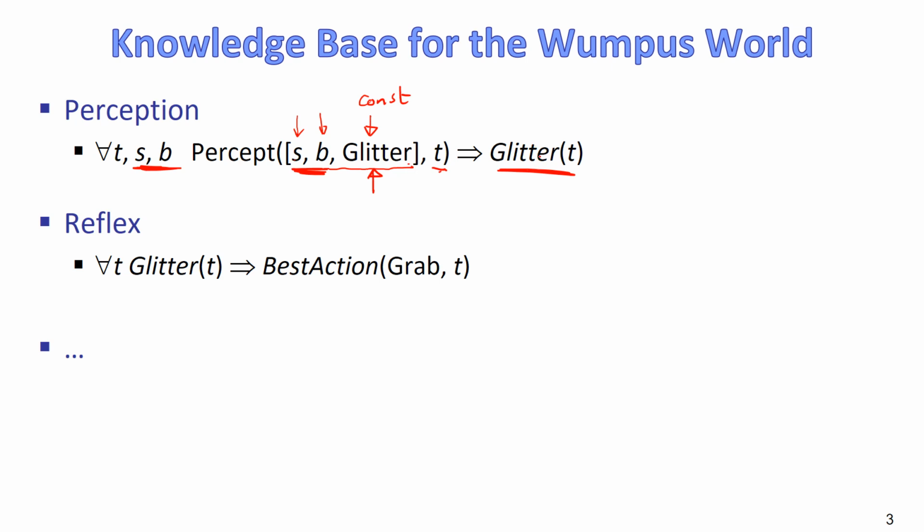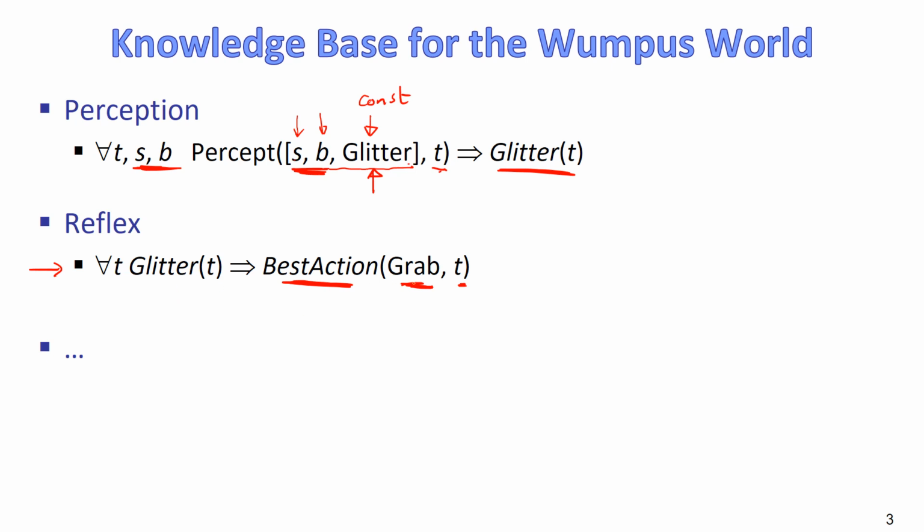Right. Why do I want to do that? Because of the second sentence here. I want to say that once I sense glitter, then the best action to do at that time is to grab the gold, because as you know, glitter at any time means that the gold is in that room, which means that I should grab it now. Okay, so BestAction here is a predicate that takes an action and a time.